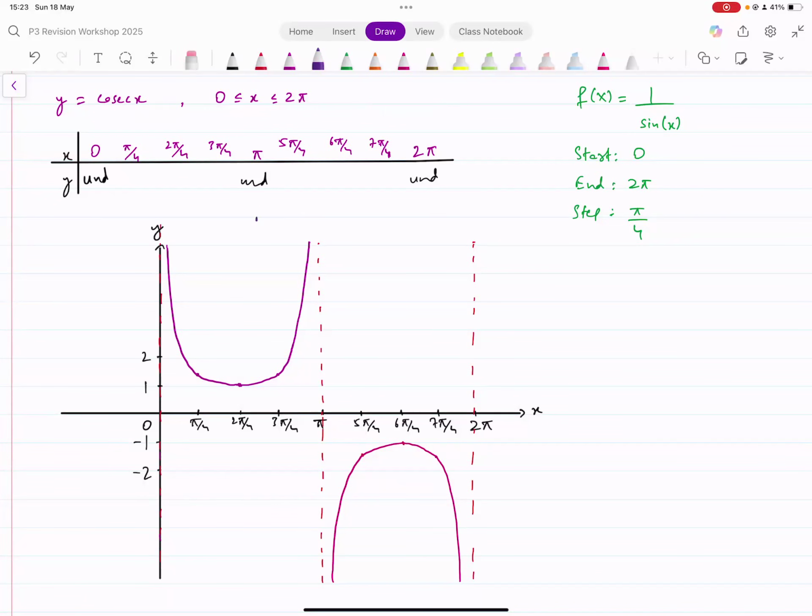Just remember, when you have undefined, that means you have a vertical asymptote at that point. So you have an asymptote at 0, another at pi, another at 2 pi. At those points, the graph is either going to go towards positive infinity or towards negative infinity. Shape of the graph will tell you if it's going upwards or downwards.